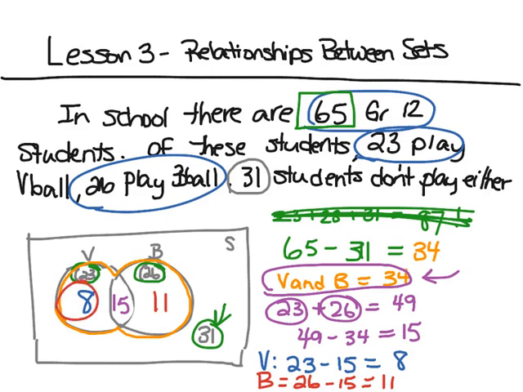So these are our important numbers: 8, 15, 11, and 31. And if we add all of those together, we will get 65, which is the number we are looking for, the total number of students.